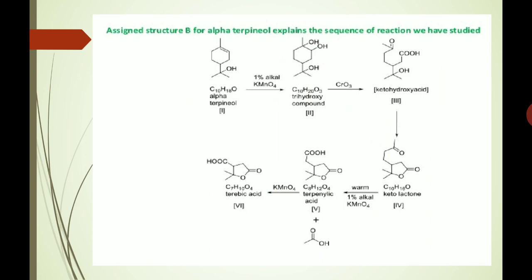Now, assigning structure B for alpha terpineol, we can explain all the above reactions which we have seen earlier. On treatment with 1% KMnO4, we get the trihydroxy compound, which on further treatment with CrO3 gives compound third, which is a ketohydroxy acid, and then we get a ketolactone, which on further treatment with 1% alkaline KMnO4 gives terpenoylic acid and another product, which on further oxidation with KMnO4 gives terebic acid, that is compound 6.